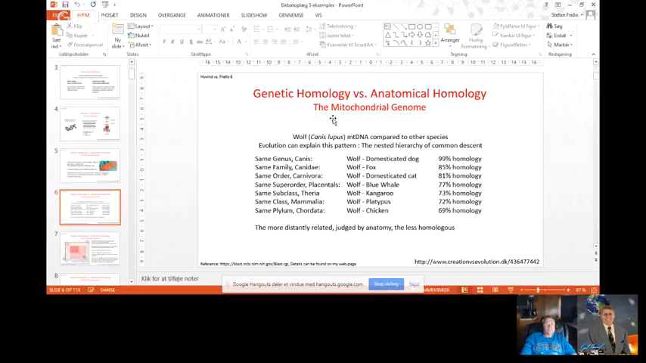And this is what you see all over the place. It doesn't matter if you start with the wolf, or the domestic cat, or the blue whale, or humans. You see exactly the same pattern. I look forward to seeing your response to this. How can this be explained within a creationist worldview?